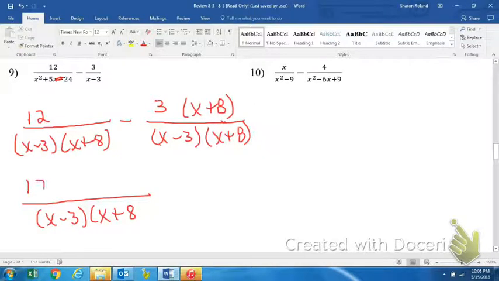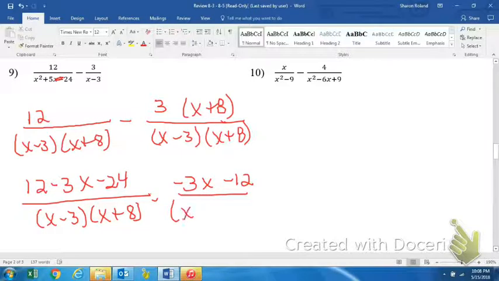So the numerator is 12 minus 3x minus 24. So that's going to be a negative 3x minus 12 over x minus 3, x plus 8.